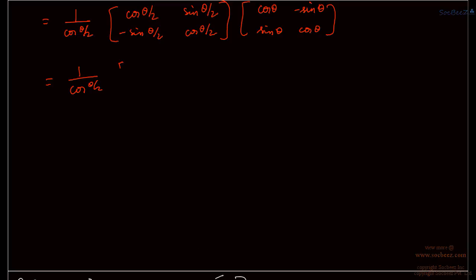Right. So let us just expand and multiply. So I have cos theta by 2 into cos theta plus sin theta by 2 into sin theta.